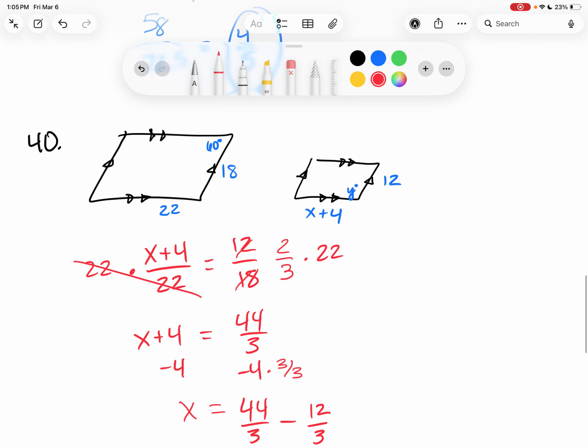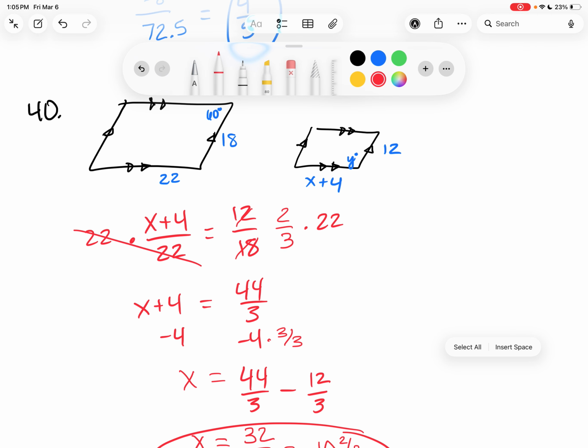Now the y value. We have to think back a little bit, maybe even before Christmas. What do we know about the angles inside of this polygon? Opposite angles are congruent. They all equal 360. Consecutive interior angles. Okay, what do we know about those? They're always 180.